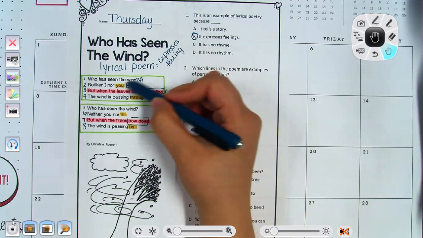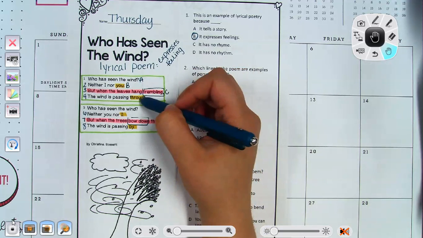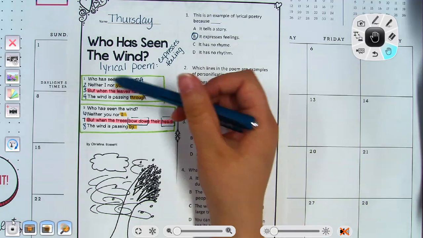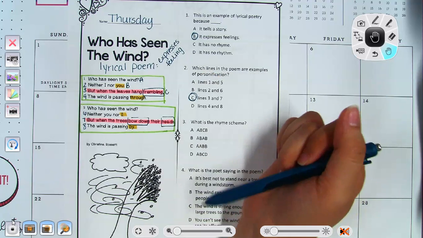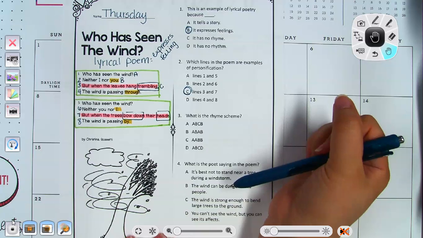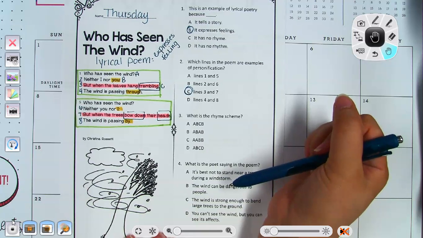None of these lines rhyme. Then for line 4, I want you to think about what letter line 4 would be, because lines 2 and 4 rhyme. Then you're going to tell me what the rhyme scheme would be. And you're also going to tell me what the poet is saying in the poem.